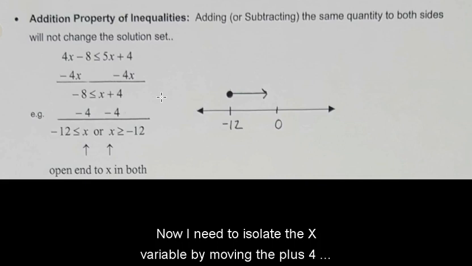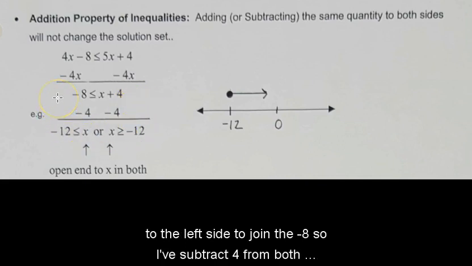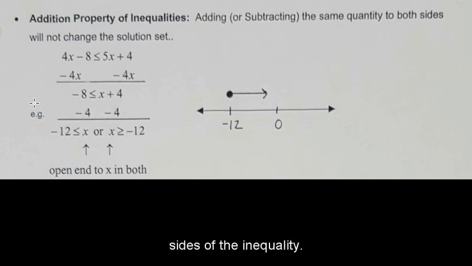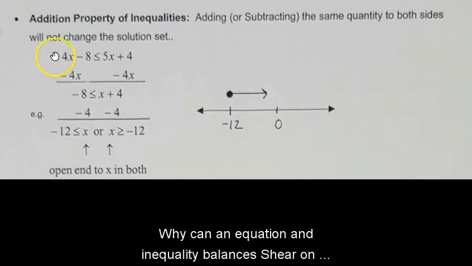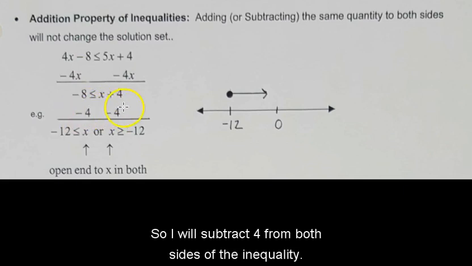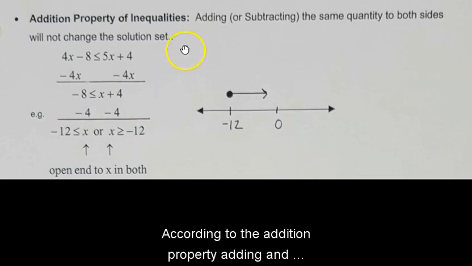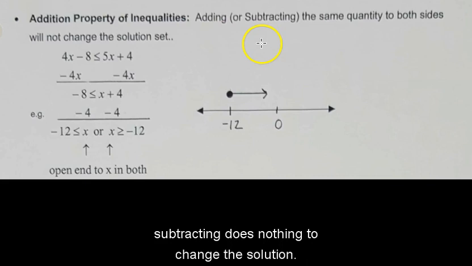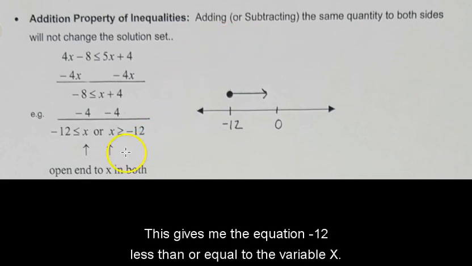Now I need to isolate the x variable by moving the plus 4 to the left side to join the negative 8. So I subtract 4 from both sides of the inequality. Like in an equation, an inequality balances here on the inequality symbol. According to the addition property, adding and subtracting does nothing to change the solutions. This gives me negative 12 less than or equal to the variable x.